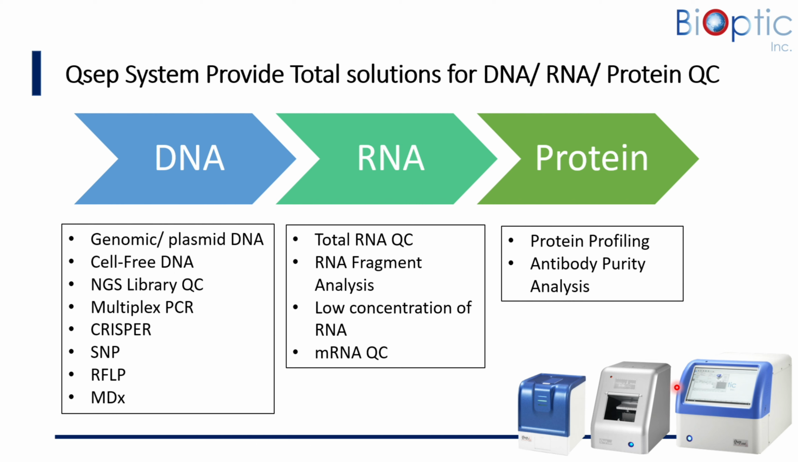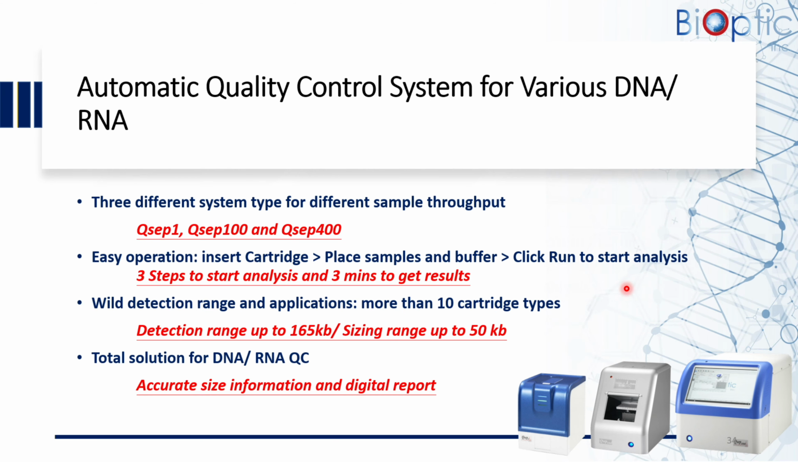In addition to the above applications, QCEP can be applied for multiple applications for DNA, RNA, and protein molecules. For instance, NGS library QC, SNP and RFLP analysis, mRNA QC, and protein profiling and purity check. BiOptic provides three QCEP systems to be adapted for different sample throughput: QCEP 1, QCEP 100, and QCEP 400.